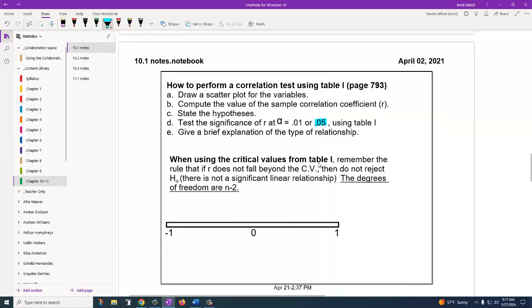When using the critical values, remember that if the R value does not fall beyond the critical value, we do not reject H naught. So basically, there's going to be a cut line on both sides because the critical value will be positive and negative, and then your R value will either land closer to -1 or closer to +1 or closer to 0. Anywhere in this middle bubble, we do not reject. The evidence is not strong enough. But when we get out on the tails, it is significant. And for table I that we'll look at in a minute, the degrees of freedom is n minus 2.